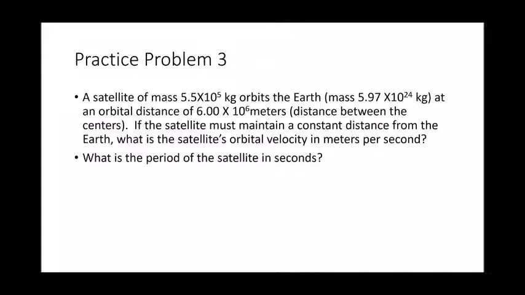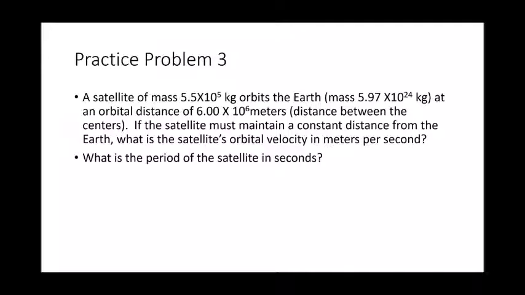All right, so here's number 3. A satellite of mass 5.5 times 10 to the 5th kilograms orbits the Earth. We're given the mass of the Earth, at an orbital distance of 6 times 10 to the 6 meters. If the satellite must maintain a constant distance from the Earth, what is the satellite's orbital velocity in terms of meters per second? And also, what's the period?